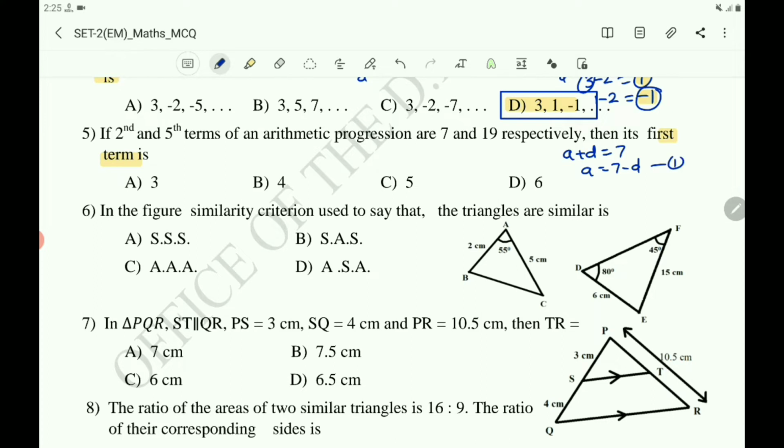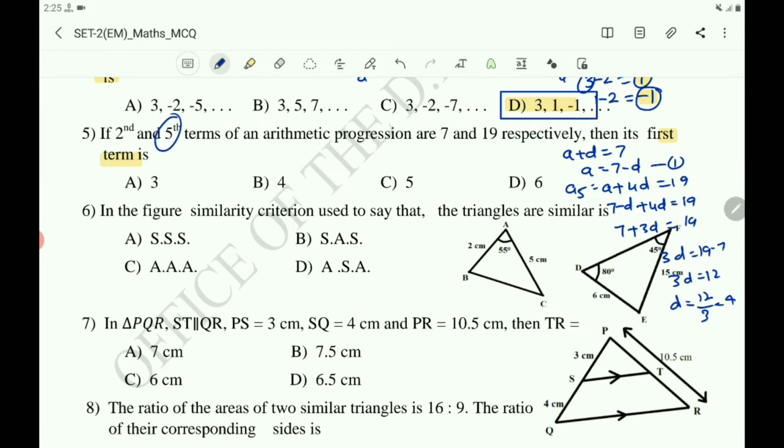Consider this as first. Then you take a5, that is the fifth term. A5 equals a plus 4d, which equals 19. In the place of a you write 7 minus d, plus 4d, equals 19. That is 7 plus 3d equals 19. Then you get 3d equals 19 minus 7, so 3d equals 12. So you got d equals 12 by 3, which equals 4.